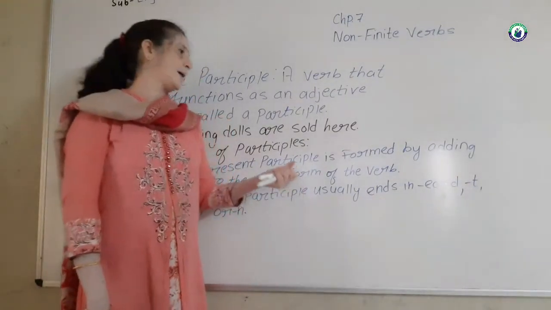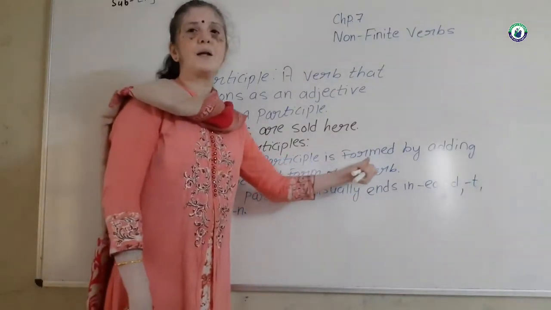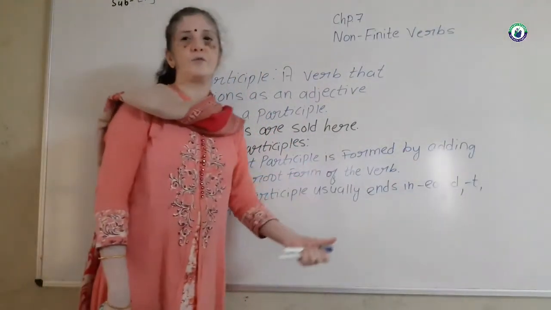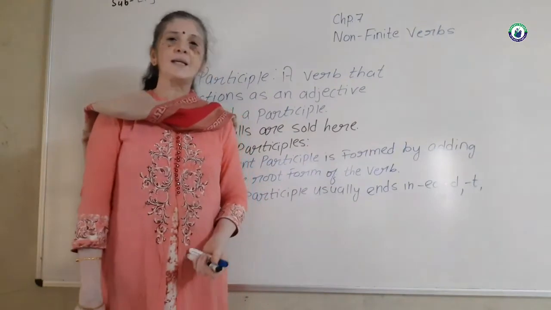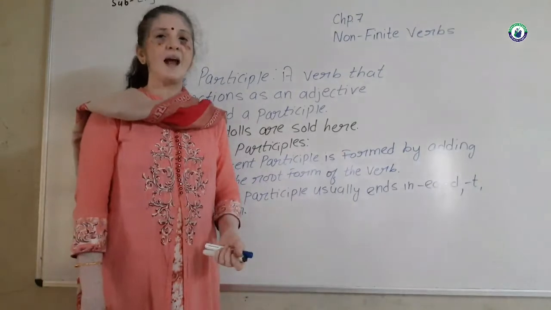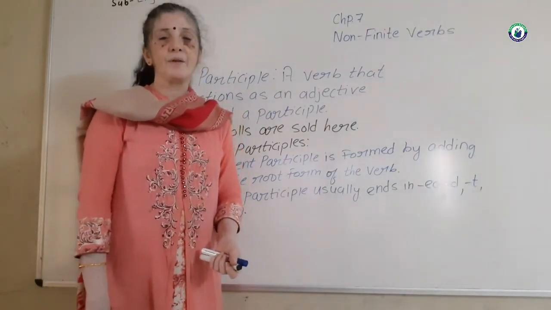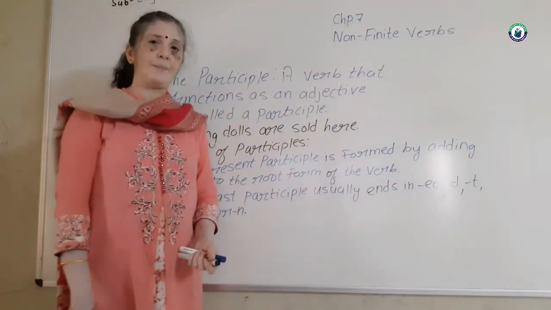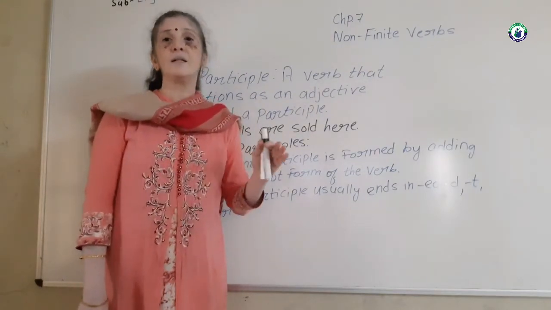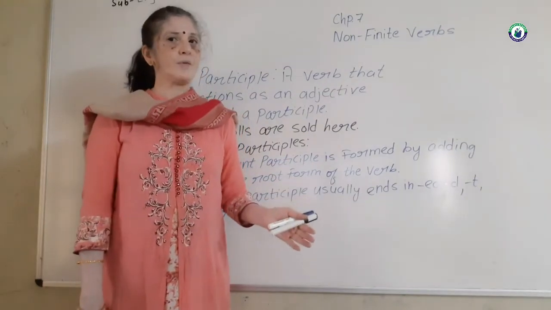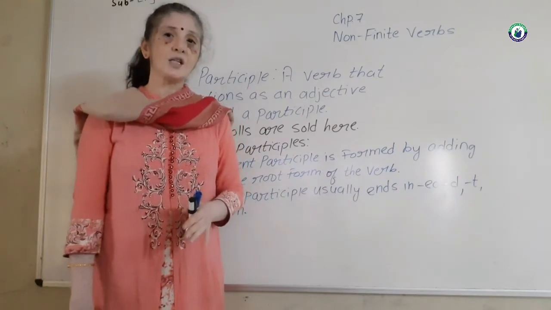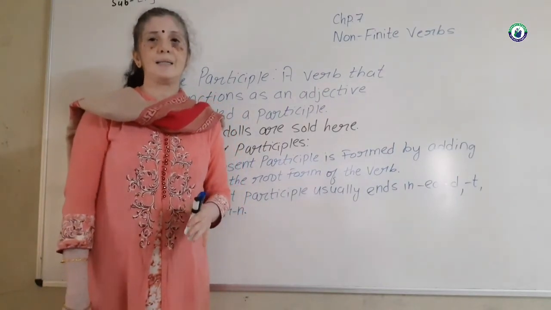Now, what is a present participle? A present participle is formed by adding ing to the root form of the word. For example, dancing, eating, sleeping, crying, shouting. We add ing with the verb. That is called a present participle. And if a present participle acts like a noun, then it is called a gerund. But if a present participle acts like an adjective, then it is called a participle.